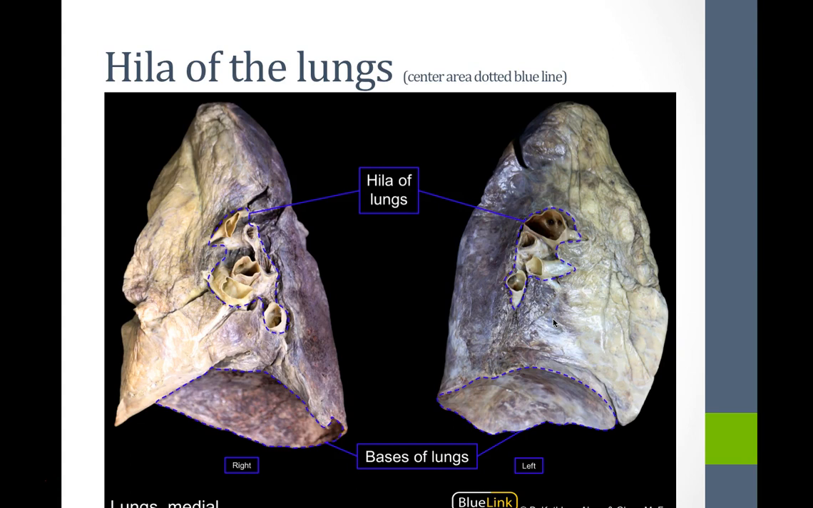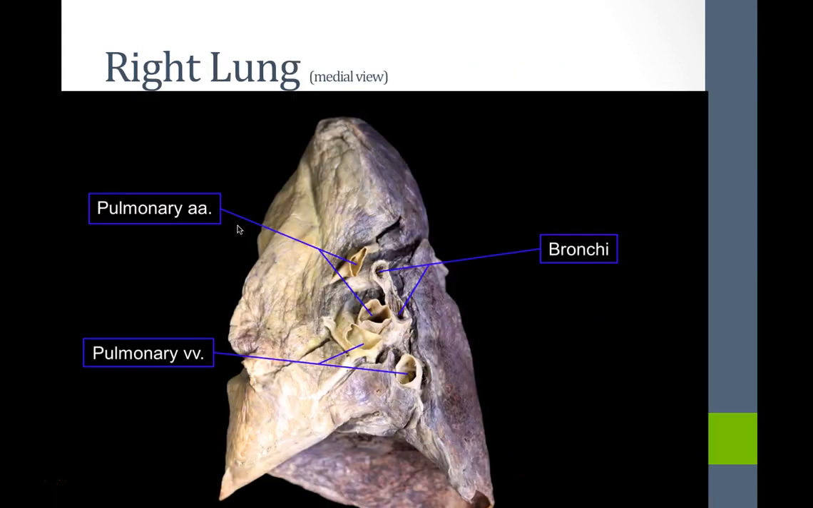So here is a cadaveric image of what the hila of the lungs (hila is plural) look like. So look for this dotted, dashed line going around the hilum. The hilum is just a location. The root of the lung is the contents: the pulmonary artery, pulmonary veins, and bronchus. So let's look at each of these.